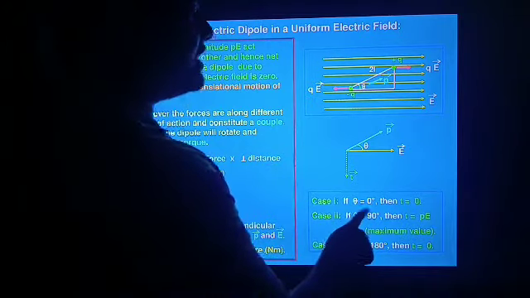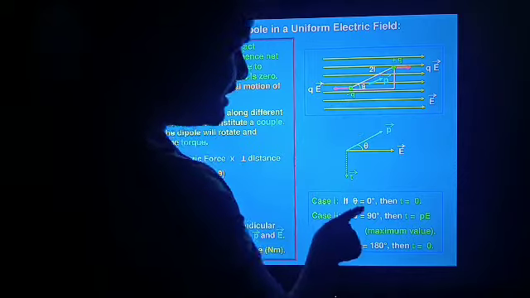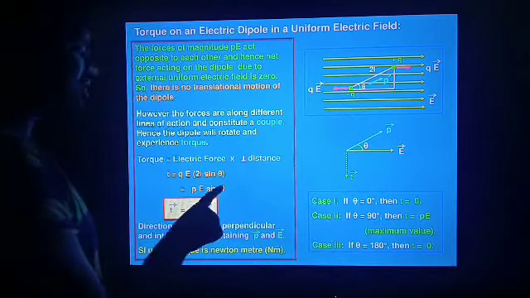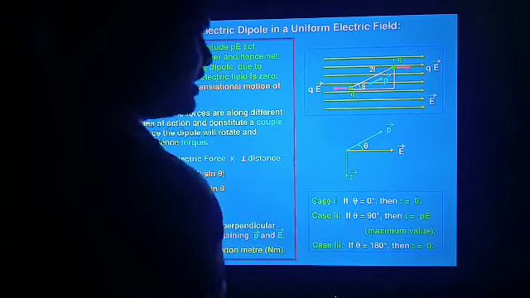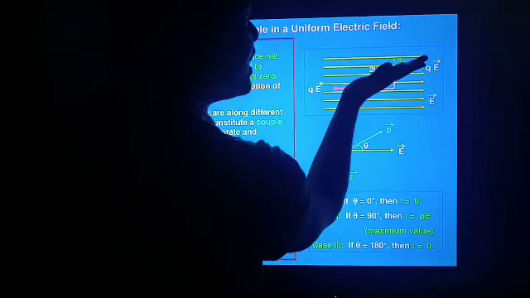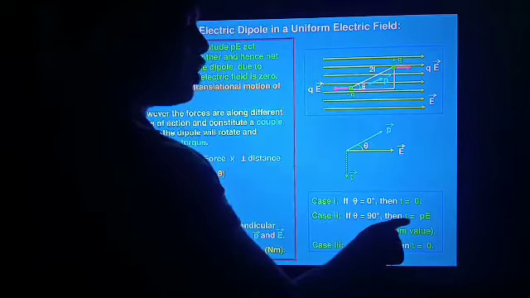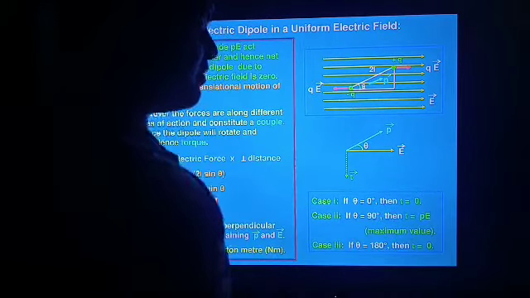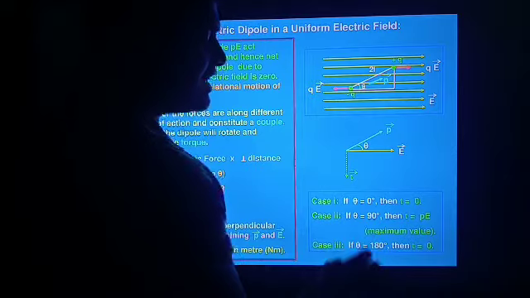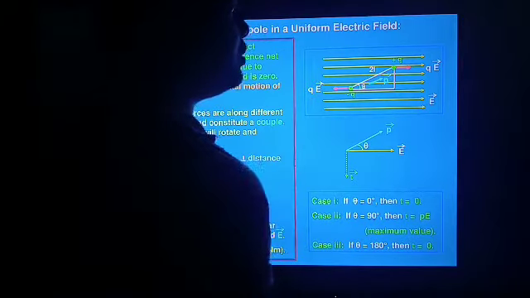These are the special cases when the torque is minimum, maximum and 0. Case 1, if theta is 0, then the torque will be 0, because sine 0 is equal to 0. Case 2, if theta is 90, meaning the dipole is kept perpendicular, then the torque tau is equal to PE, which is the maximum value. Case 3, if theta is equal to 180, then tau will be 0.